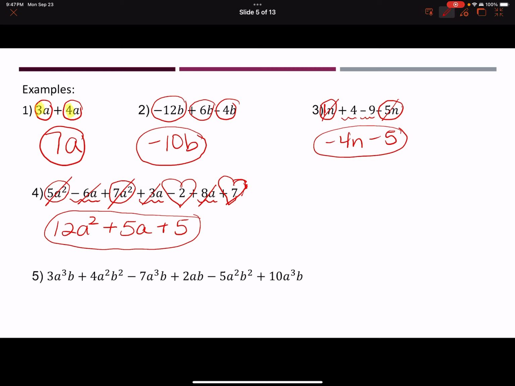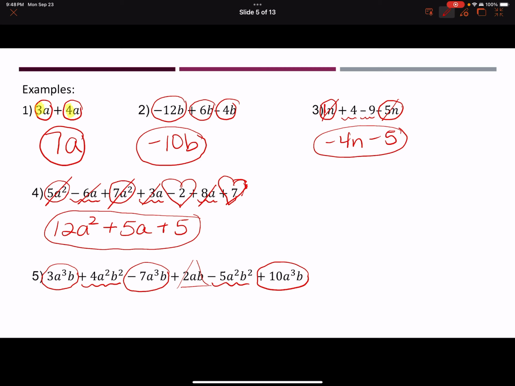Okay, number 5, let's find like terms. I have a cubed b. So I have 3 a cubed b terms, right? Let me go back. This is a squared b squared. And then I have this kind of leftover one. I could do a triangle or something like that.